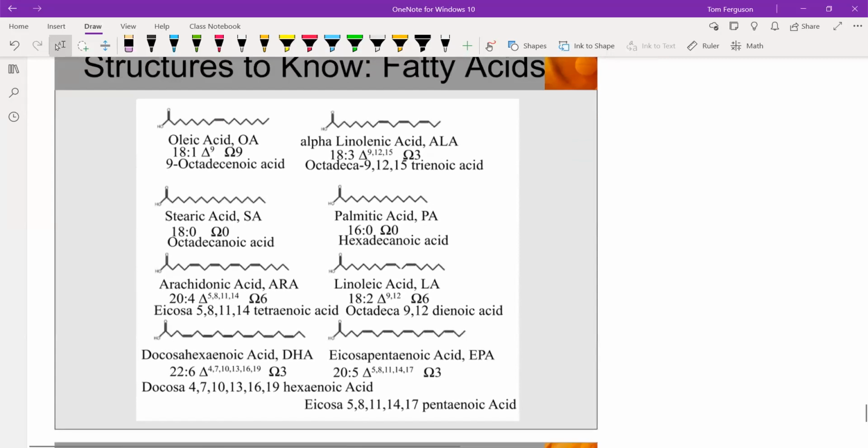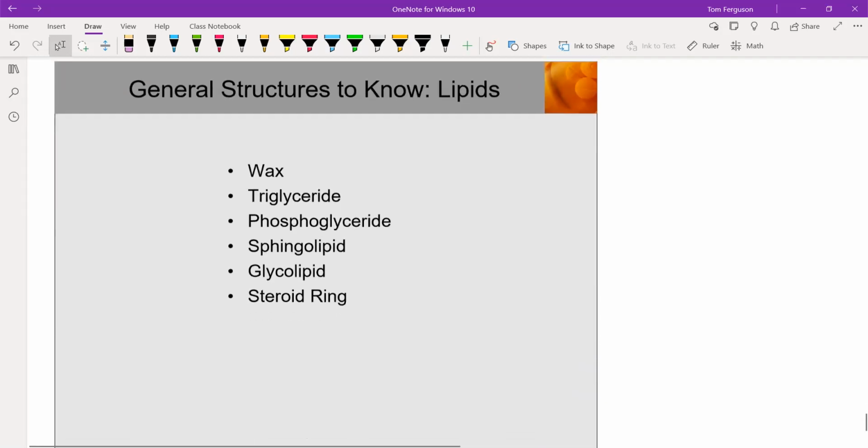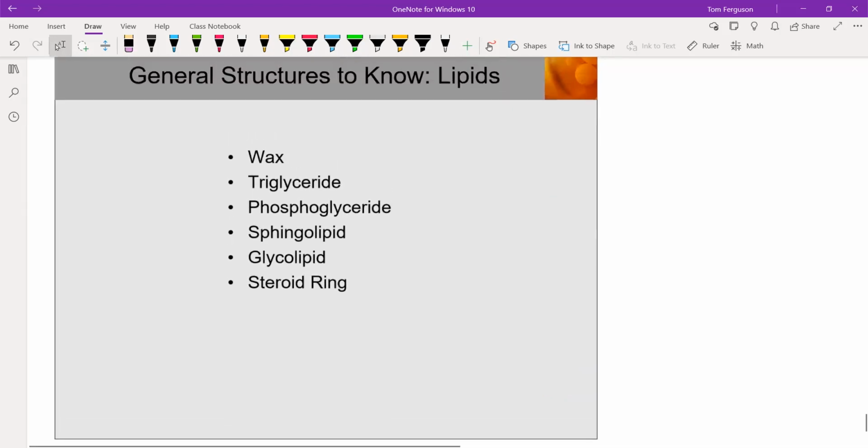Okay, I've already shared with you this page. And then it'll be these guys.